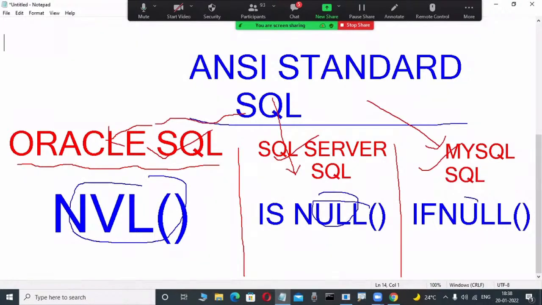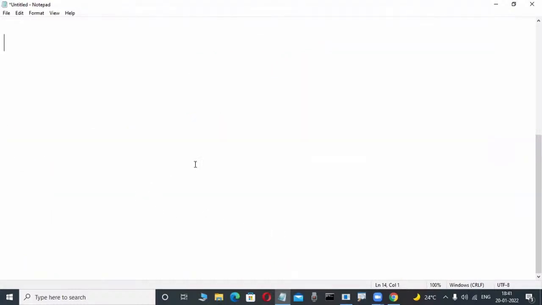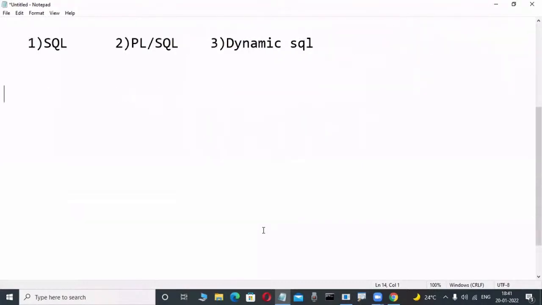And the versions are syntactically totally different. The create procedure syntax is different here, and different here, with slight differences. Suppose a function like MONTHS_BETWEEN is there in Oracle SQL only. Can I use the same function in SQL Server? No, there is DATEDIFF, another function. That's why always what we are learning: SQL is an ANSI standard language.